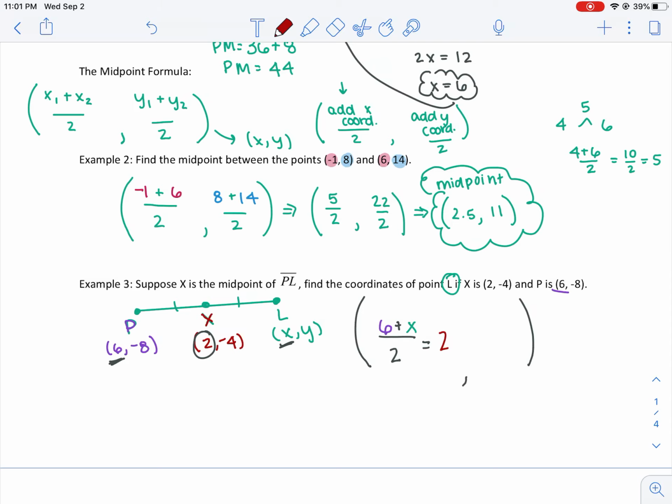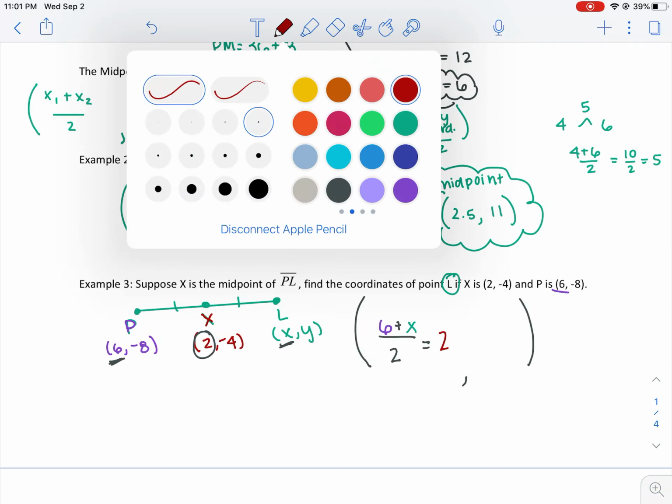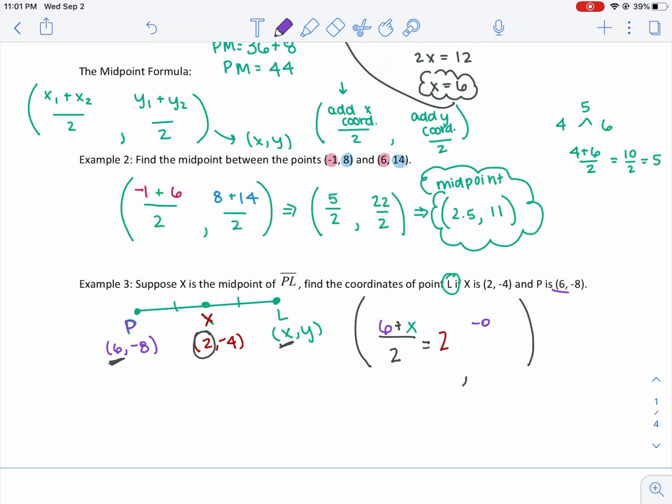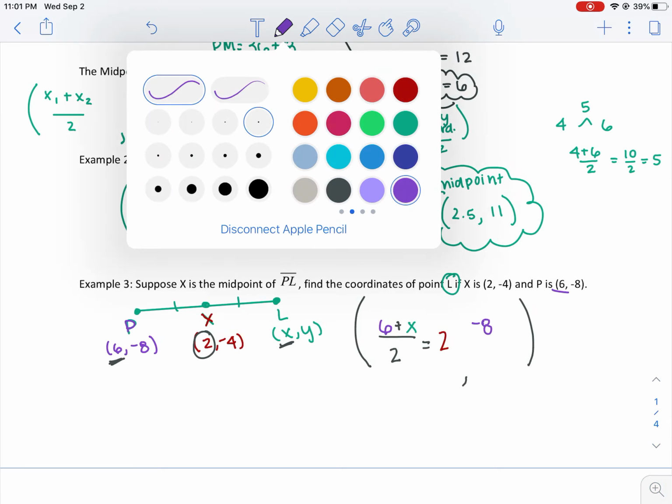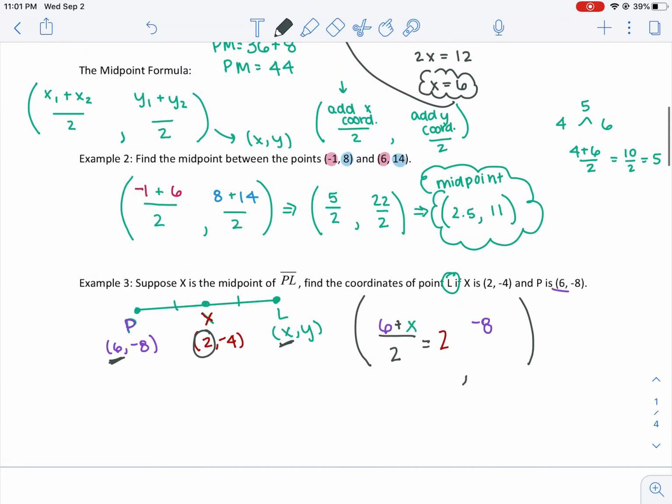Okay? And then I do the same thing on the other side. I add my y values, -8 plus y, divided by 2, and I know that that should be -4. And now I can just solve for each variable.